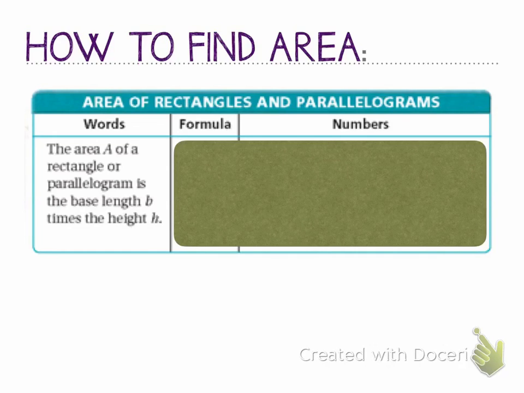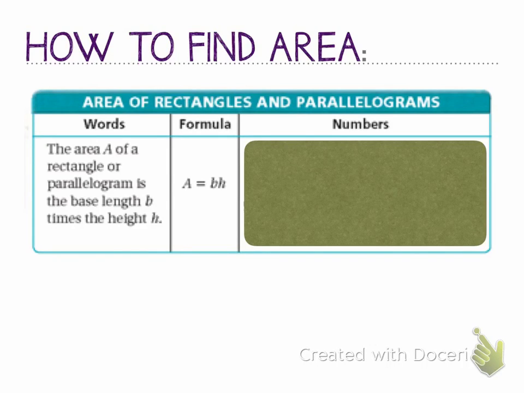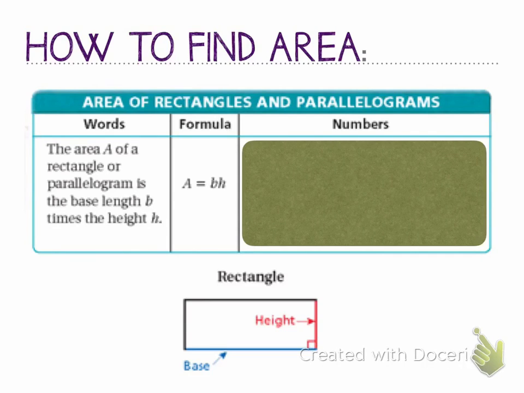The way that we find area, which is represented by the letter A, for a rectangle or a parallelogram, is to take the base length, represented by the letter B, times the height, represented by the letter H. If you had a formula for this, it would look like this: A equals lowercase b times h, so area equals base times height. First we're going to talk about a rectangle.